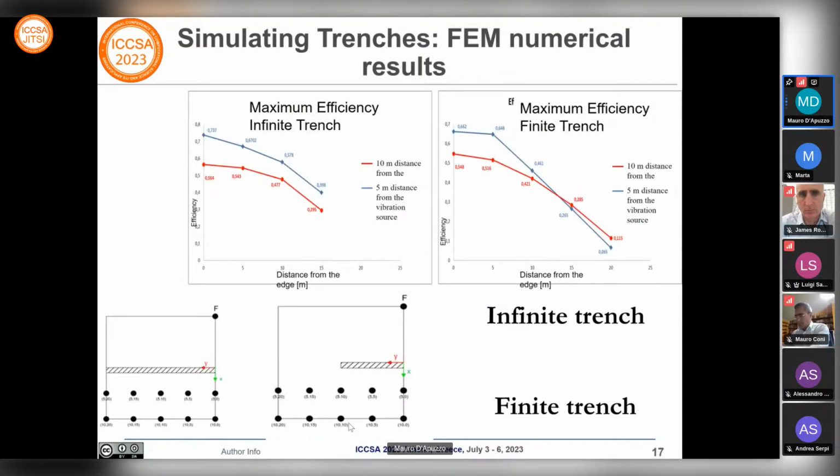And obviously we study how this trench efficiency will vary depending on different layouts, such as infinite trench or finite trench, that are represented in this plan view placed on the lower side of the slide.